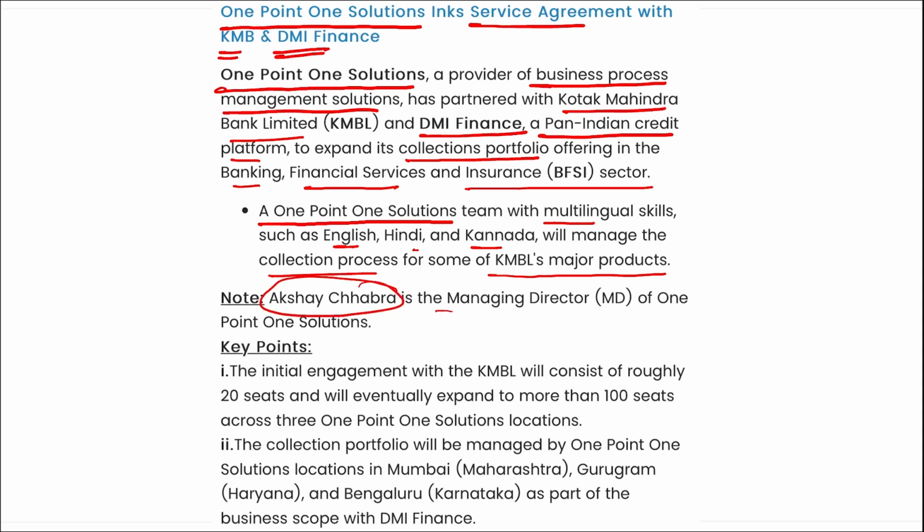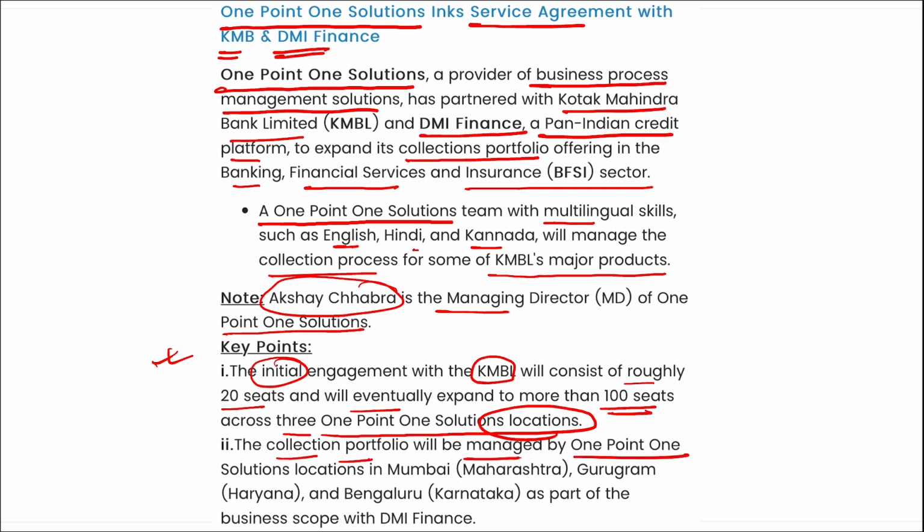Akshay Chabra is the managing director of 1.1 Solution. Also, apart from this, remember the initial engagement with Kotak Mahindra Bank Limited will consist of roughly 20 seats and will eventually expand to more than 100 seats across three 1.1 Solution locations. All right, and the collection portfolio will be managed by 1.1 Solution locations in Mumbai, Gurugram, Bangalore as a part of the business scope with DMI Finance.